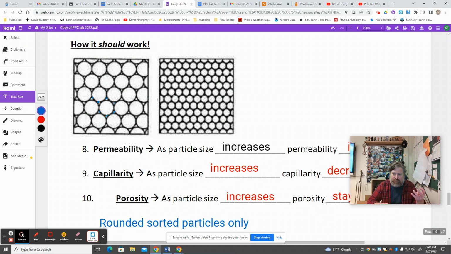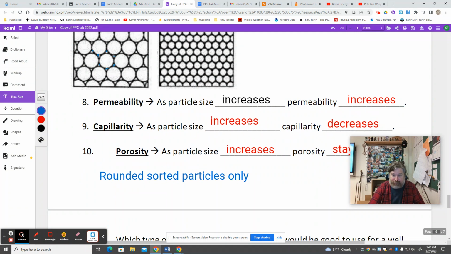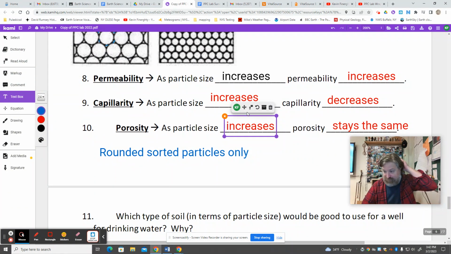It's like saying 4 quarters or 10 dimes or 100 pennies. It all works out to be the same, right? Your porosity should stay the same. All right, that part we got to have.